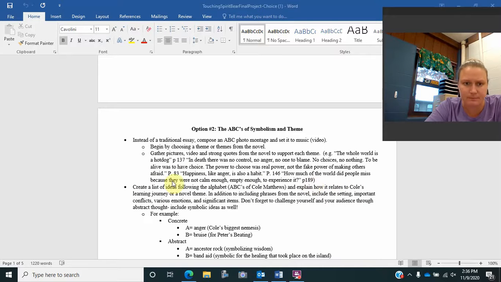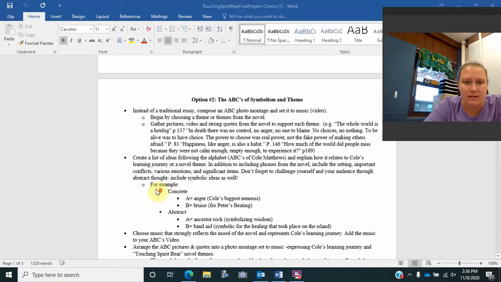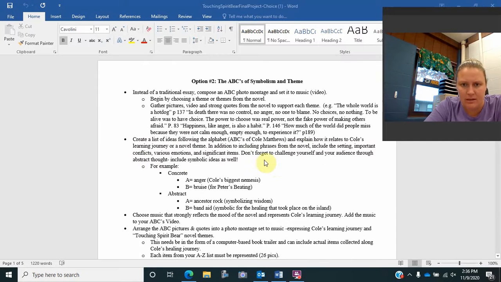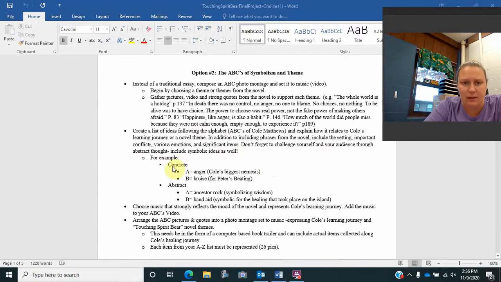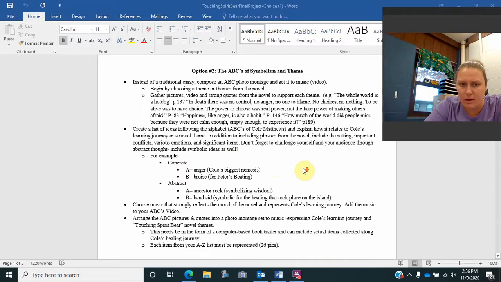Page 189. You're going to create a list of ideas following the alphabet, ABCs of Cole Matthews, and explain how it relates to Cole's learning journey or a novel theme. In addition to including phrases from the novel, include the setting, important conflicts, various emotions, and significant items. Don't forget to challenge yourself, your audience, through abstract thought. Include symbolic ideas as well.